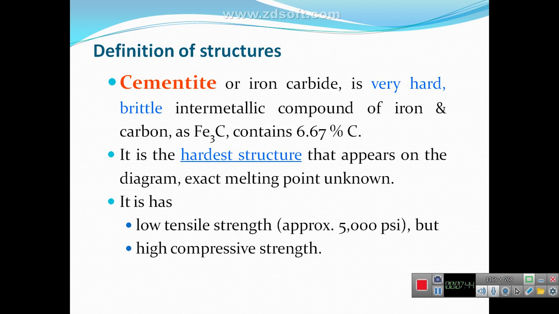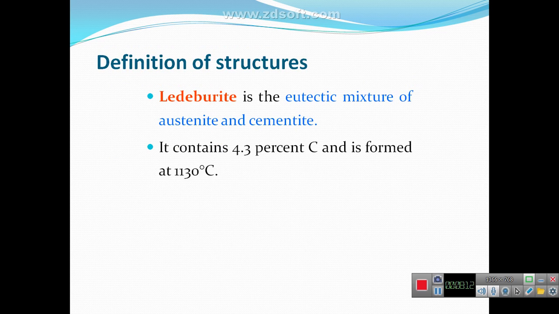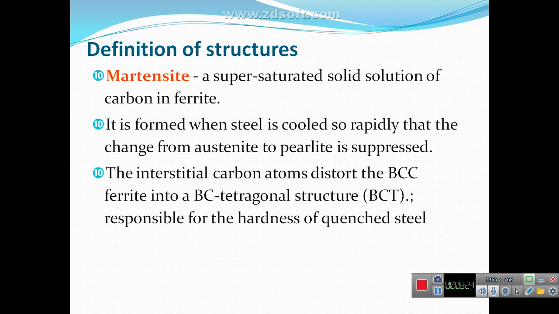Next structure we have seen is cementite. Cementite or iron carbide is a very hard, brittle, intermetallic compound of iron and carbon, Fe3C. It contains 6.67% of carbon. It is the hardest structure that appears on the diagram. The exact melting point is unknown. It has low tensile strength and high compressive strength. Next is ledeburite. Ledeburite is the eutectic mixture of austenite and cementite. It contains 4.3% of carbon and it is formed at 1130 degrees Celsius.